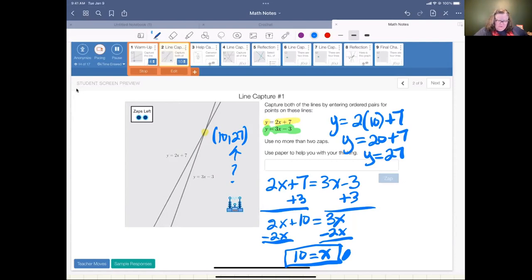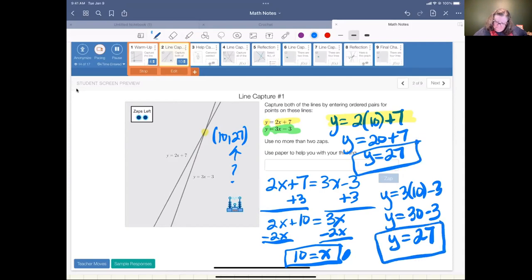I used the equation that I have highlighted in yellow, but I want to show you that I could have used the equation highlighted in green and still found 27. So it doesn't matter which equation you go back to after you found the first part of it. It will work with either one.